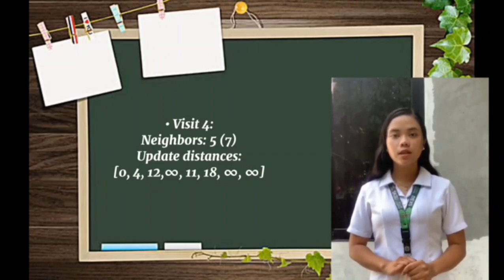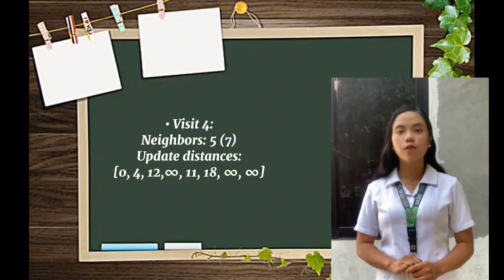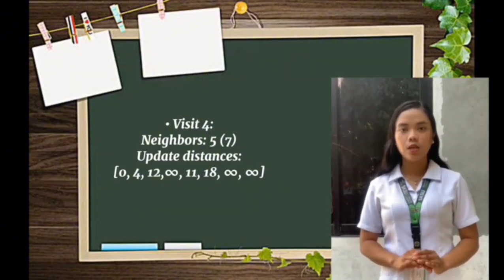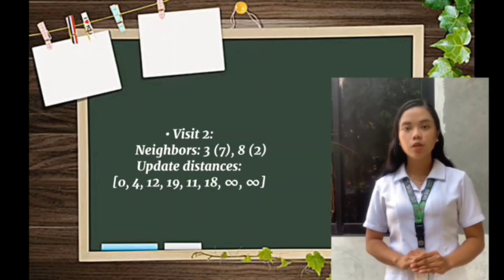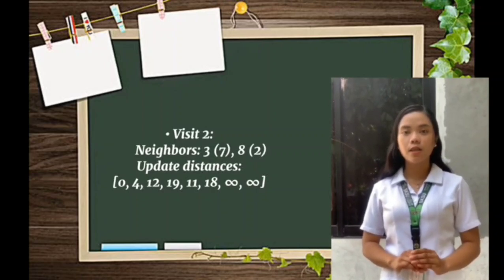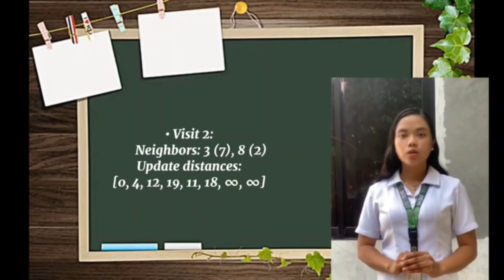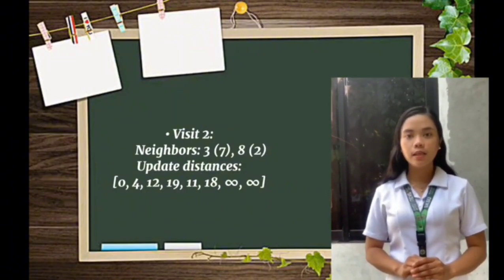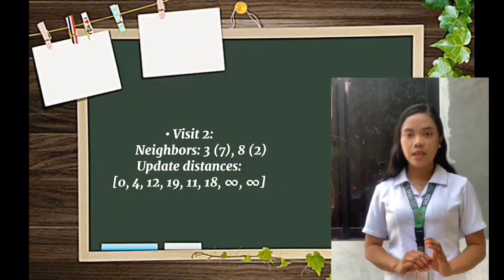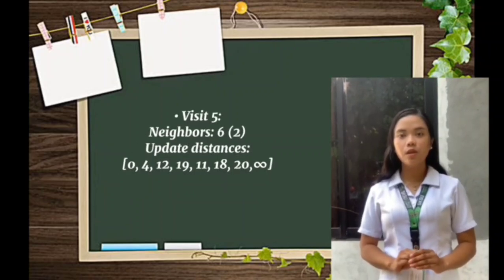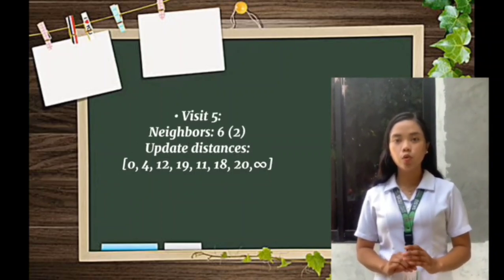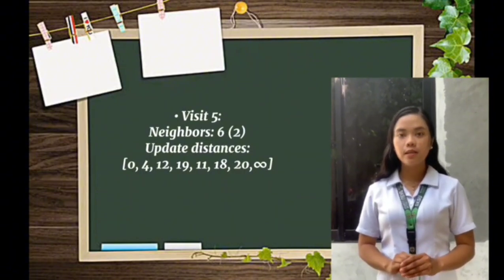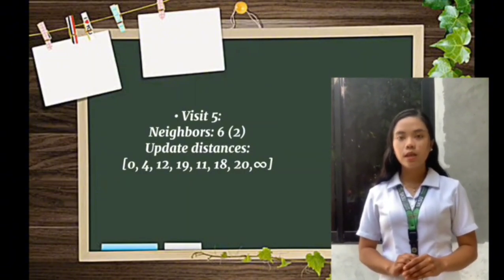The updated distances are 0, 4, 12, infinity, 11, 18, infinity, infinity. In visiting node 2, its neighbors are 3, with a cost of 7, and 8, with a cost of 2. So the updated distances are 0, 4, 12, 19, 11, 18, infinity, infinity. In visiting node 5, its neighbor is 6, with a cost of 2, so the updated distances are 0, 4, 12, 19, 11, 18, 20, and infinity.